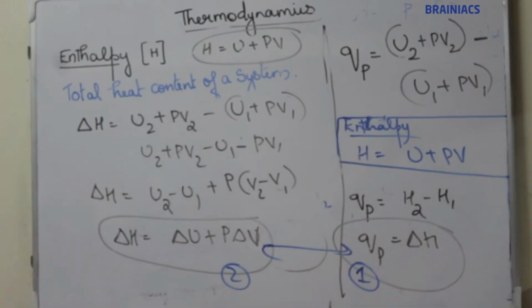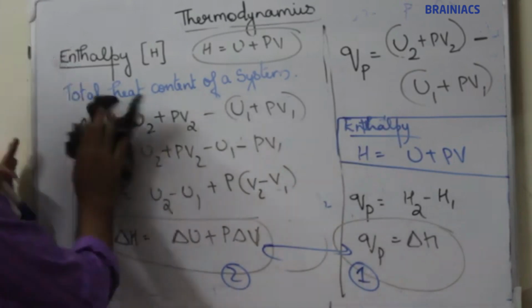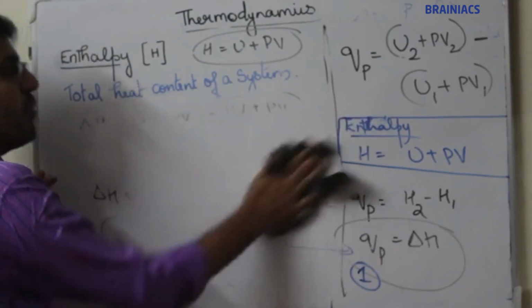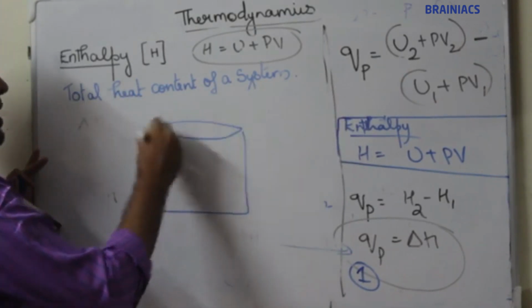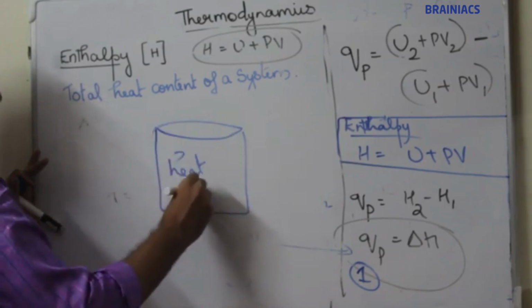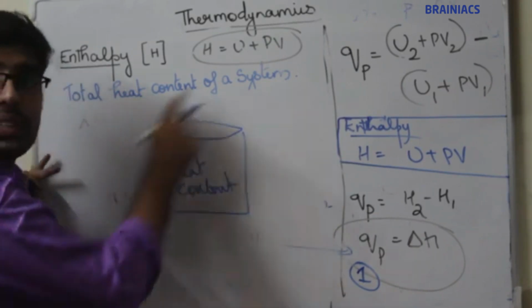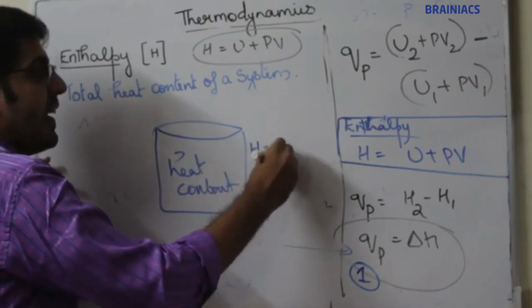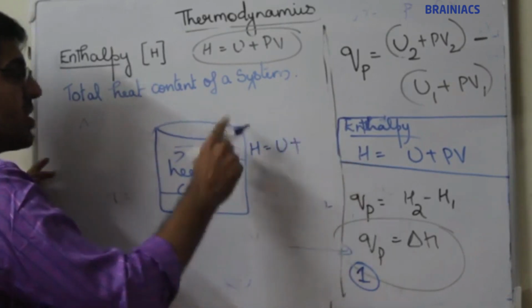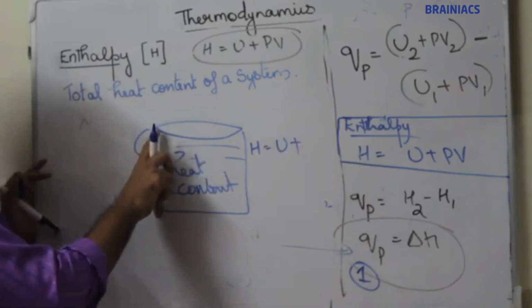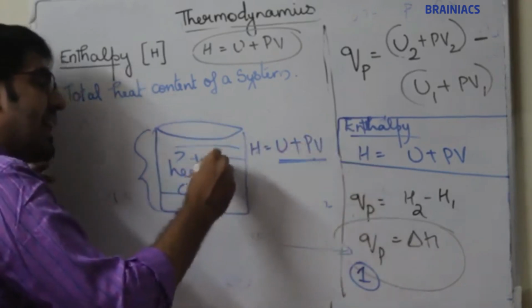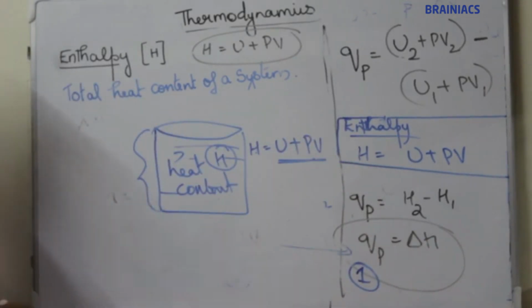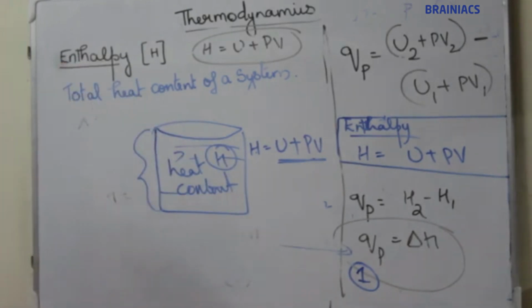It is one of the important topics in thermodynamics. Enthalpy is the total heat content of a system. It is calculated by adding the internal energy of the system plus, due to volume, there is pressure volume energy, that is work. The sum of these two is known as enthalpy, or total heat content. I think it's clear. Moving on to the next topic.